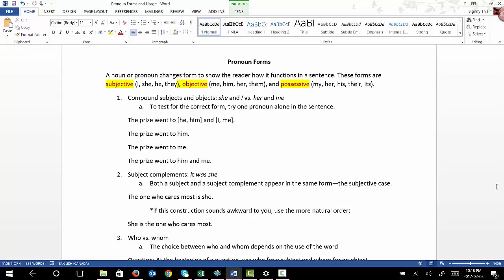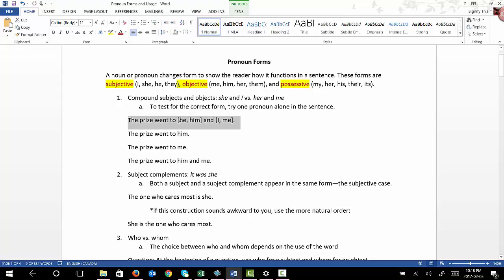So when you have compound subjects and objects, and you're not really too sure when to use things like she and I versus her and me, you need to test the sentence to find the correct form. So what you would do is you would separate and create two sentences out of one. So instead of saying this one, the prize went to he or him and I or me, we would test it out.